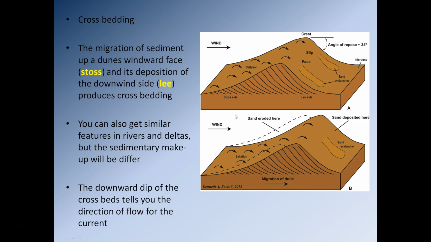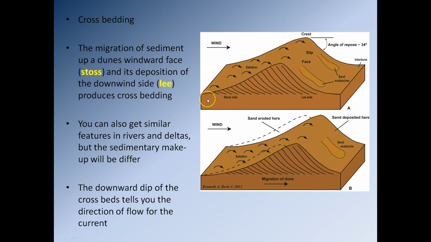So next we have crossbedding. So I'm sure you remember crossbedding from physical geology, but we're going to go over it again anyway. So crossbedding is produced by the migration of sediment up a dune's windward face, which is called the stoss, and its deposition on the downwind side, which is called the lee.